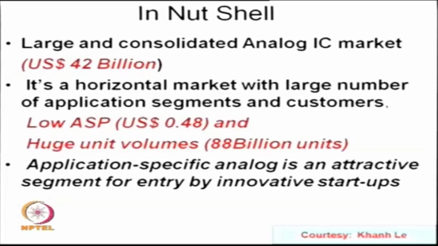It's a horizontal market. That means there is no hierarchy. Everyone is on a different product, so they are on a horizontal plane. Different segments they are catering to. The ASP is as low as half a dollar. Many units which are very high volume, 88 billion units are made. So therefore, application specific analog is the most attractive segment for entry by innovative startups.